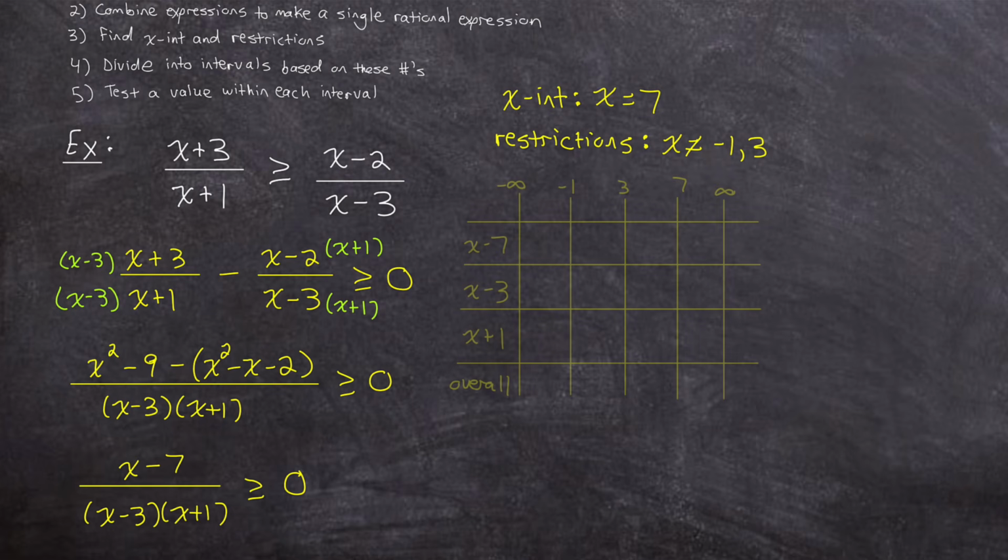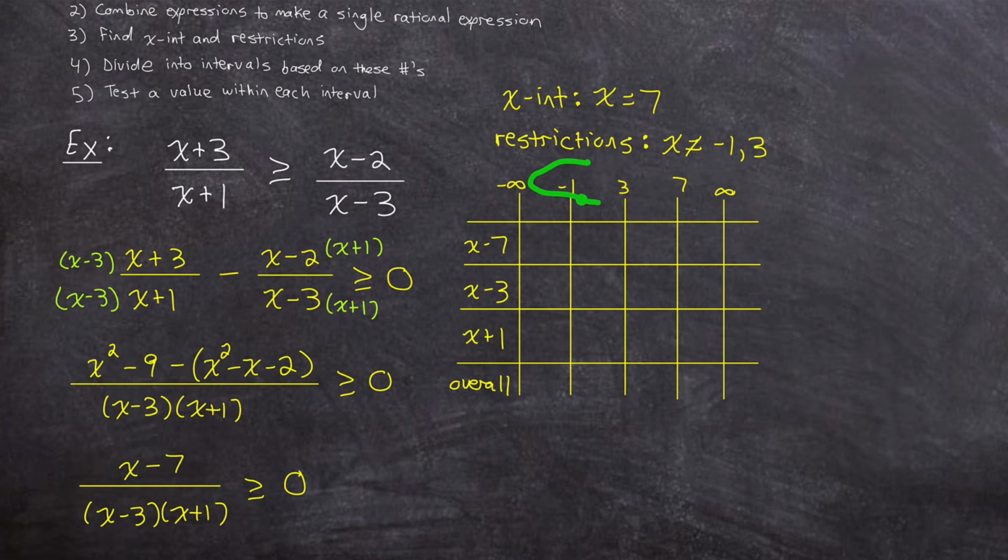Here's what it looks like. Notice I've arranged the x-intercepts and restrictions in ascending order at the top here. And I always start with -infinity and end with +infinity. And now what I want to do is choose a test value within each of the intervals I've created. So between -infinity and -1, I need a test value. Any number in that interval will do, so I'll choose -2.